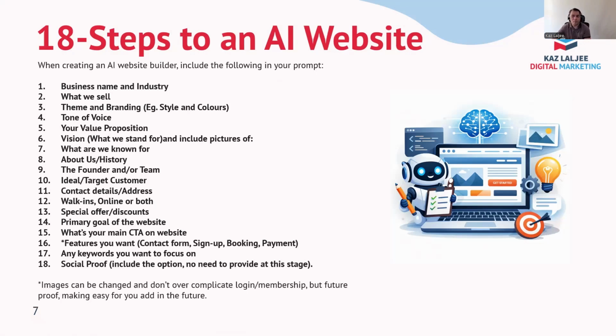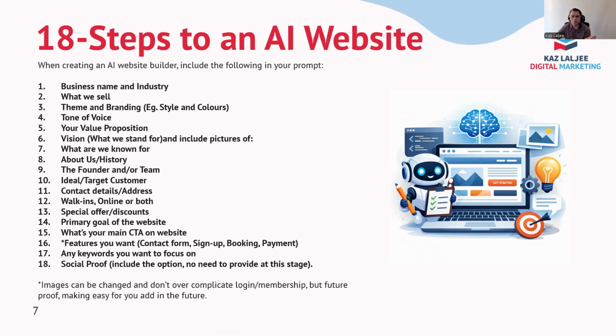The primary goal of the website. So give AI an idea of why you're creating this website. What do you want people to do? Do you just want people to find out your location and come visit your store? Or do you want them to make an online purchase? What's the main CTA on your website? And obviously, you'll know that CTA stands for call to action. But what's the main call to action on your website?